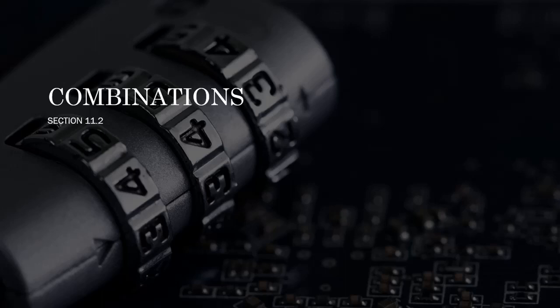So now that you've learned all about permutations, we're going to take a look at combinations. That's section 11.2, and this is where it starts to get a little bit tricky, because you always have to ask yourself, does order matter?